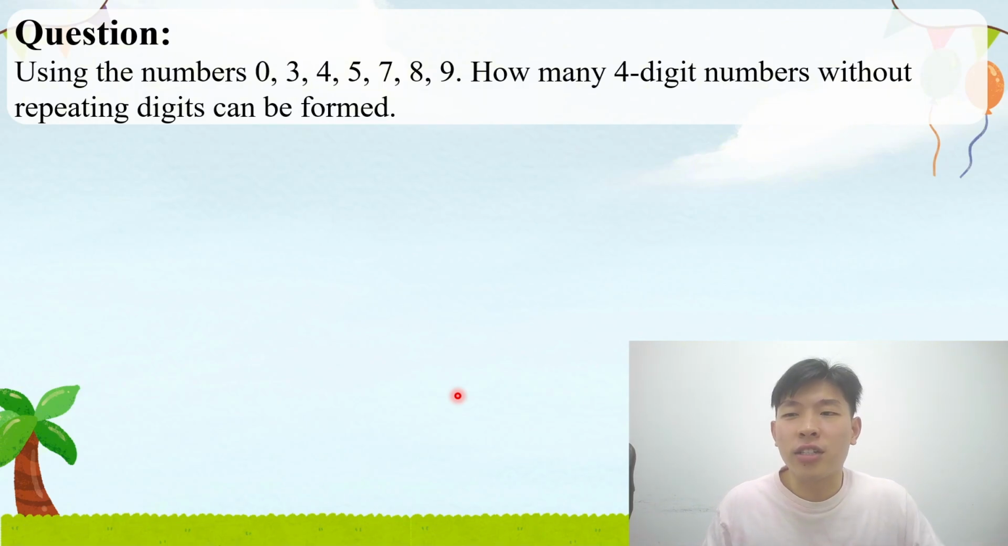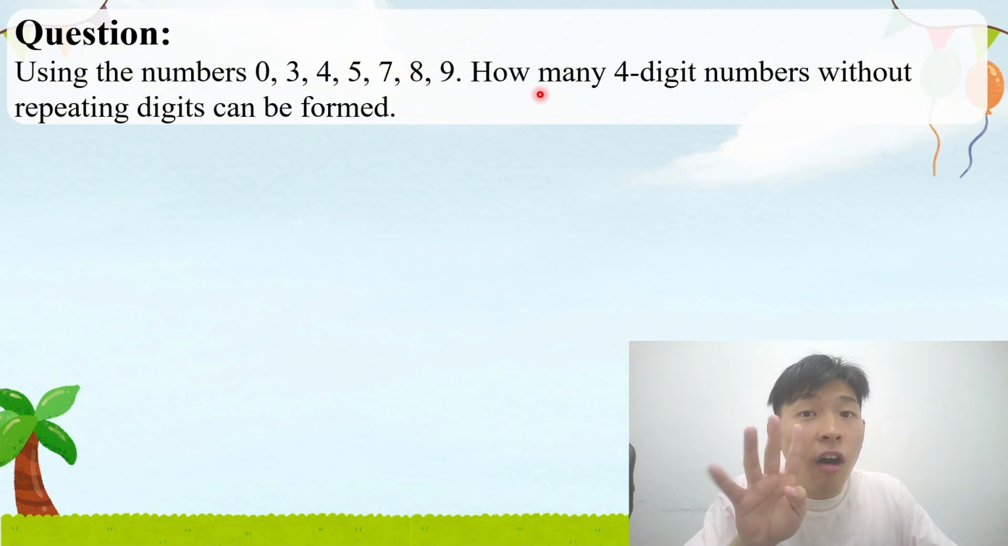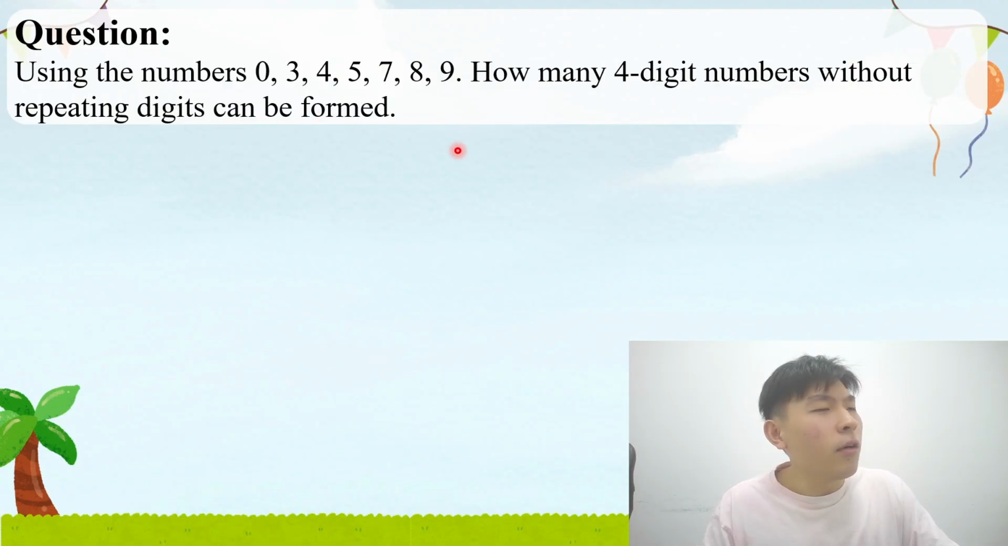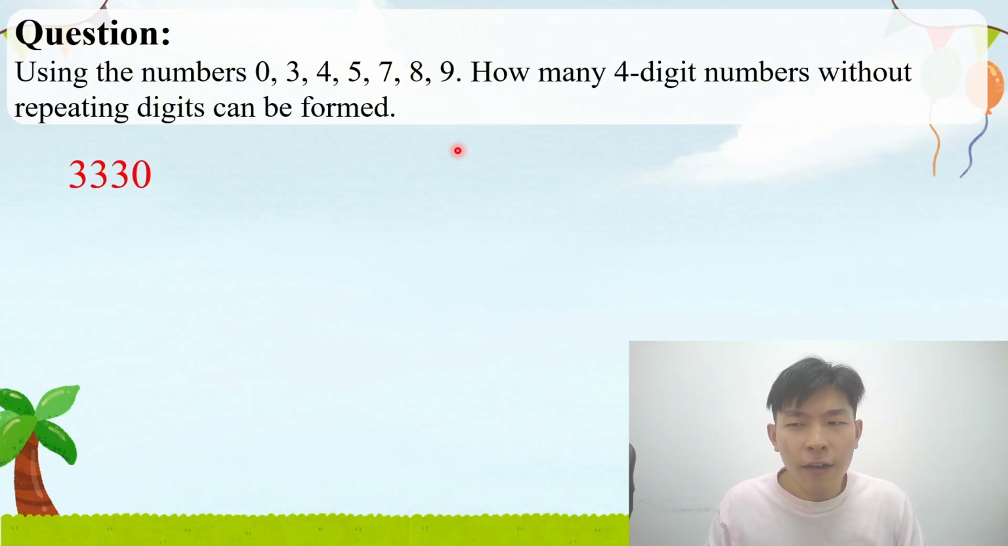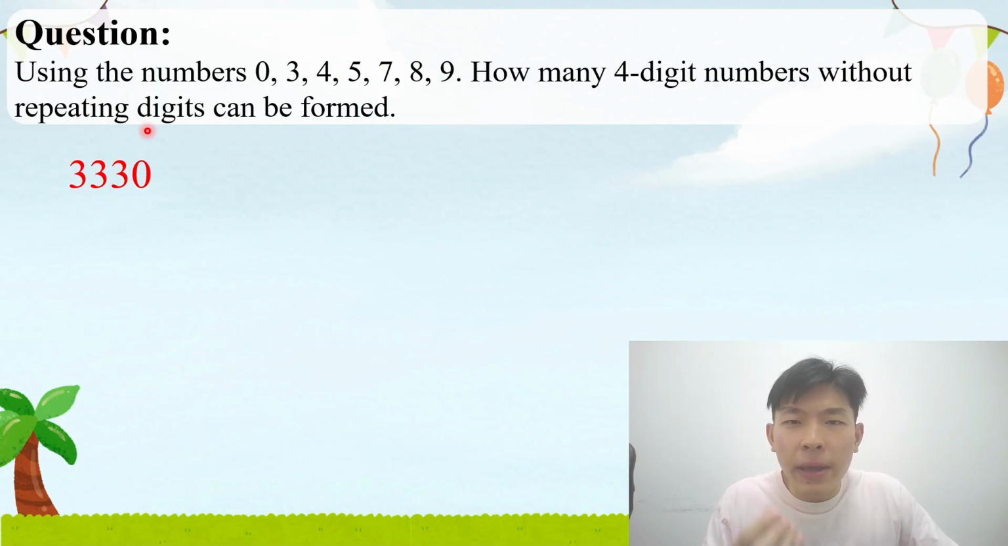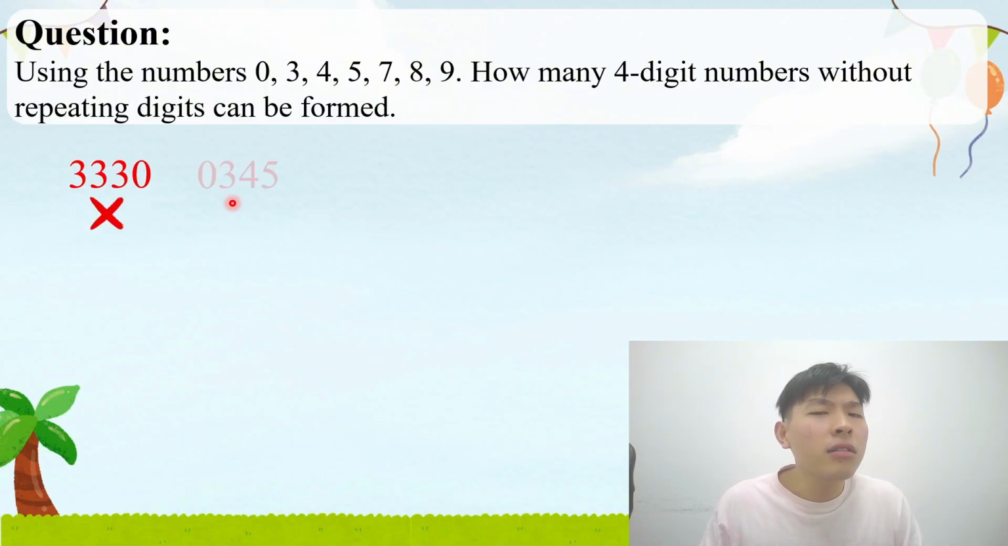So first, let's look at the question. Using the numbers 0, 3, 4, 5, 7, 8, 9, how many 4-digit numbers without repeating digits can be formed? So, for example, can I have 330? Why not? Exactly, because the numbers cannot repeat. No repeating digits. So, this is wrong. Now, what about 0345?